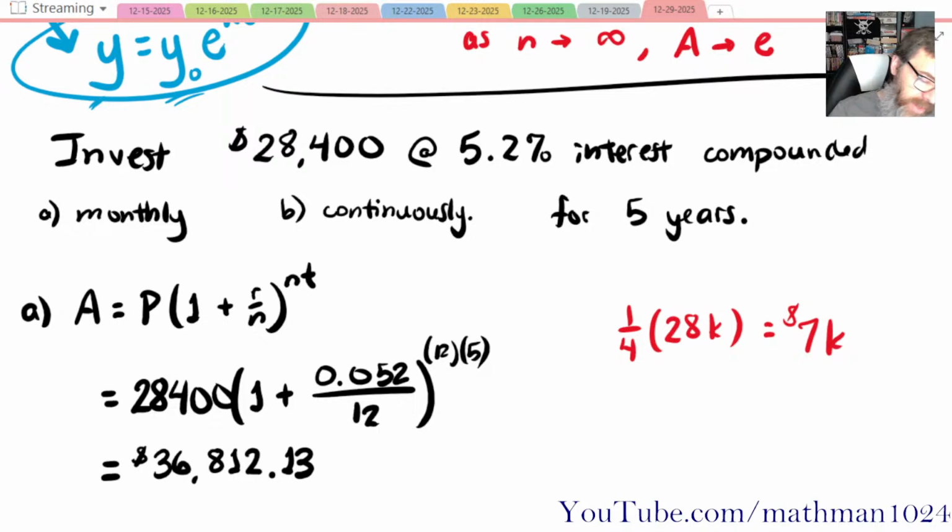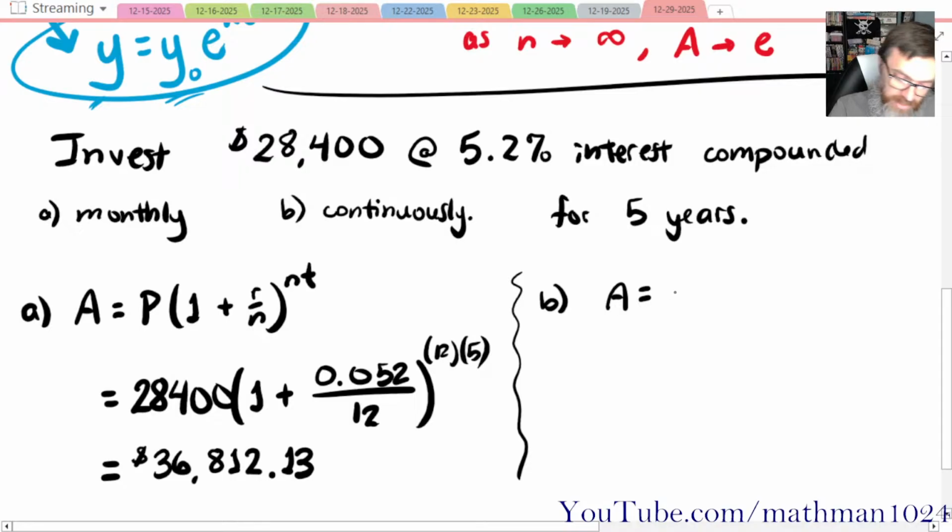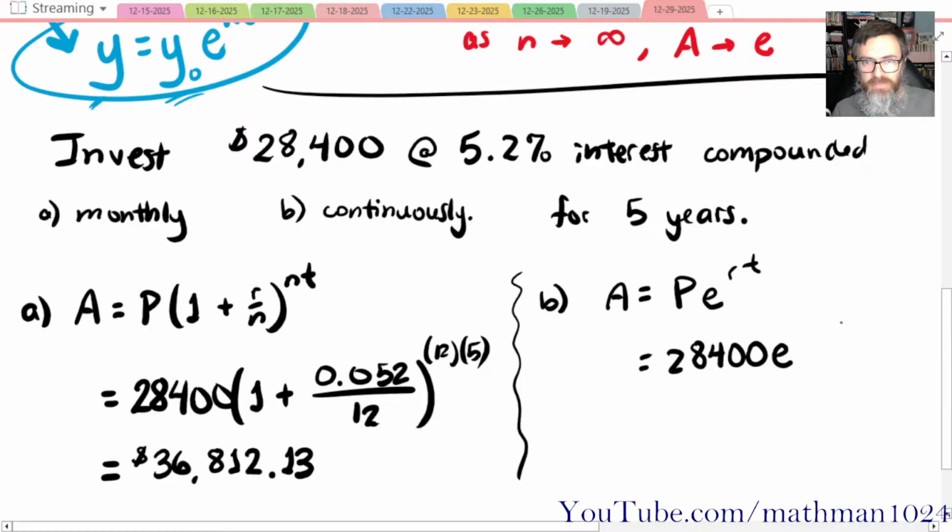Now, on the other side here, we have continuous compounding. So for continuous compounding, your amount is P times e raised to the rt. So starting with the same principal amount, 28,400 times e, and again, e is a constant, it's that special irrational number, raised to rt. So my rate, 0.052, times the time, which is 5 years.